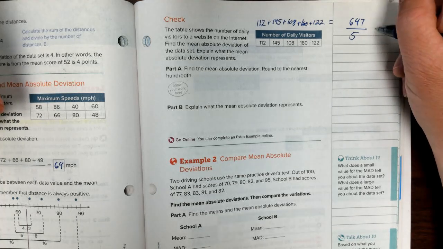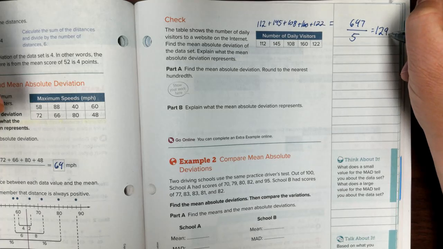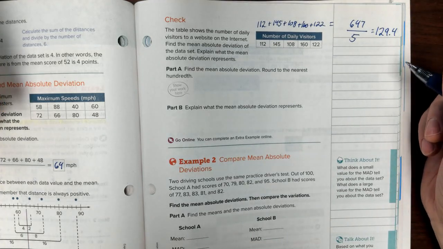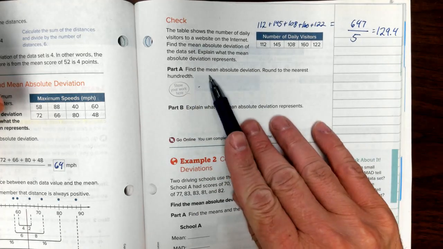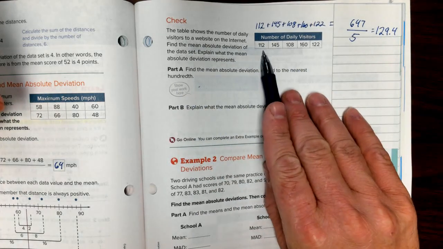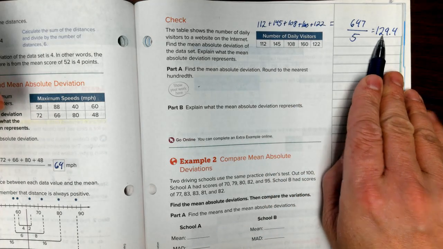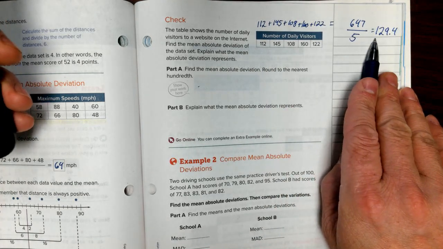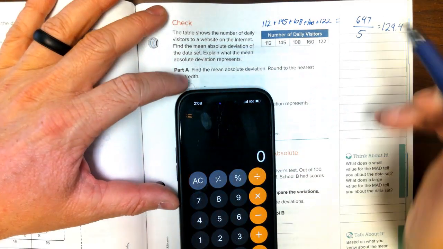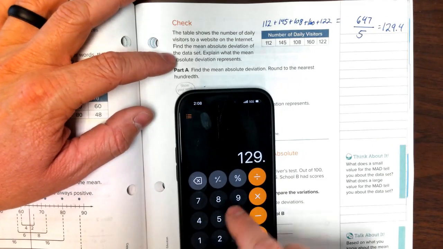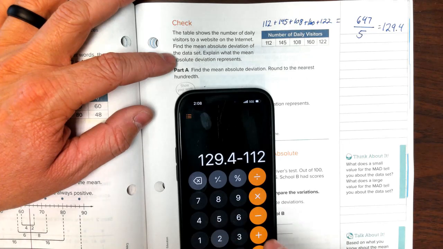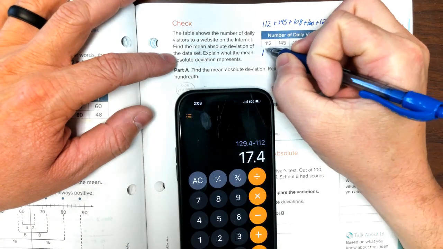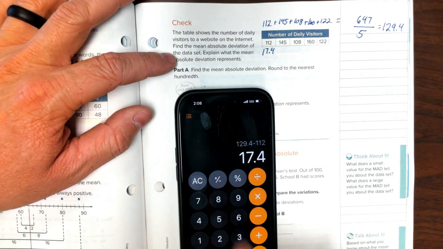So my mean is 129 4/10. Okay, so it wants us to round to the nearest hundredth whenever we go to find the mean absolute deviation. So now we need to find out the distance that each one of these numbers is from that. Okay, so what we're going to do is take 129.4 minus 112, and we get 17.4 for the distance there.